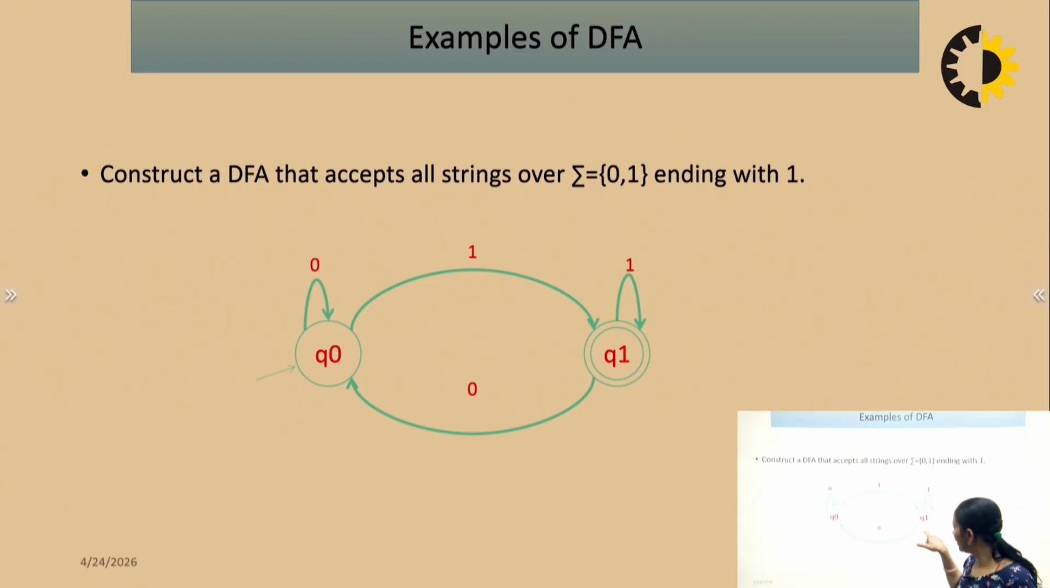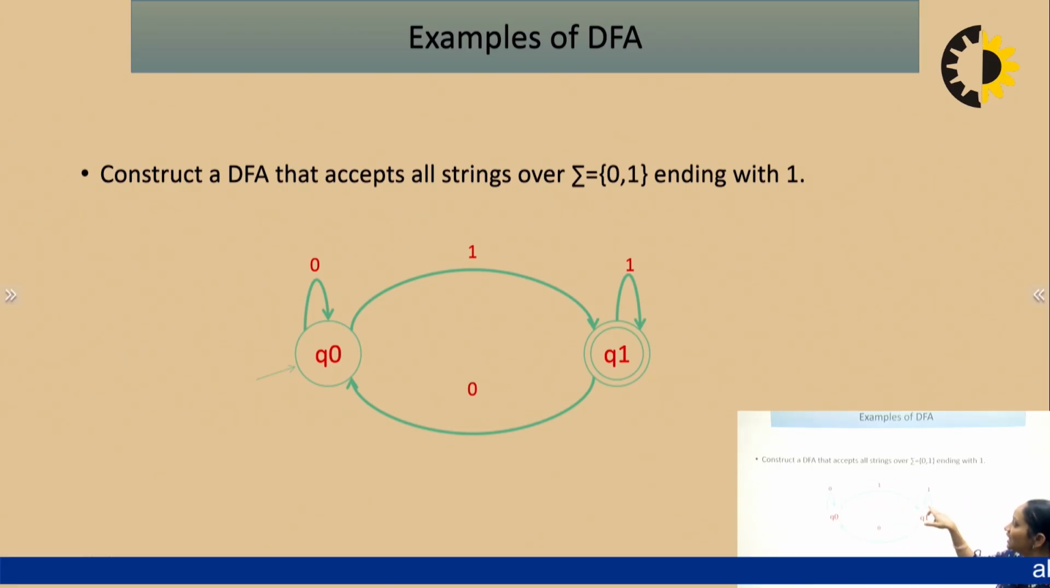What about the transition of 0 for Q1? Can we make a self loop for 0? No, it is not possible, because it is the final state and we always start with Q0. If we make the self loop of 0, then the string 0, 1, 0 would be accepted, which is not correct. So the transition of Q1 on 0 will go to the state Q0. If the question is ending with 1, we just draw ending with 1.